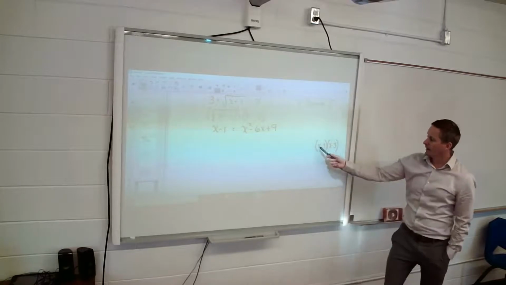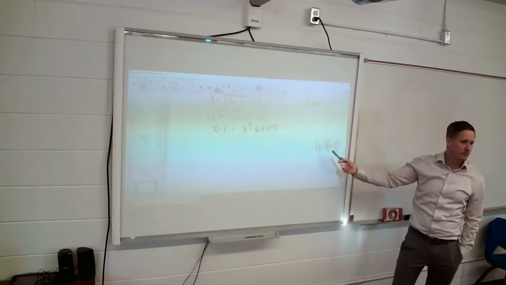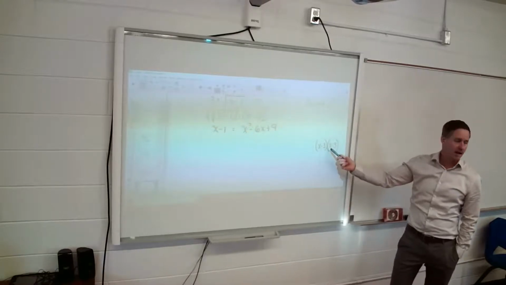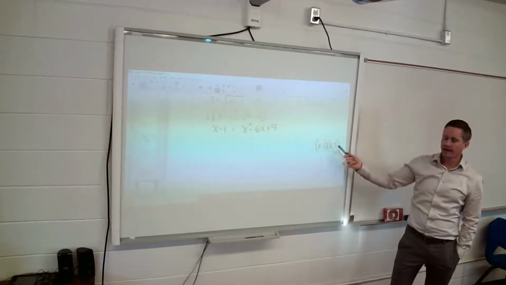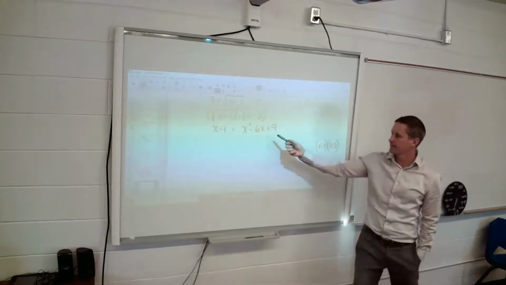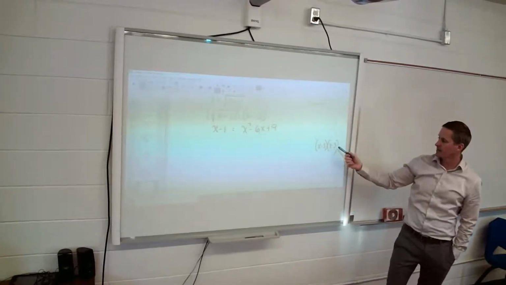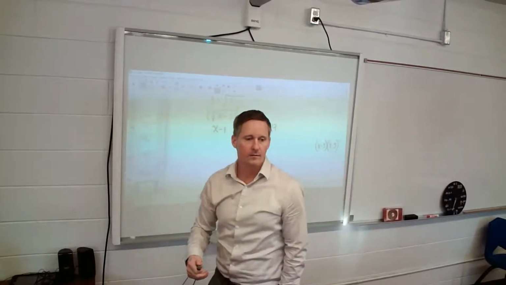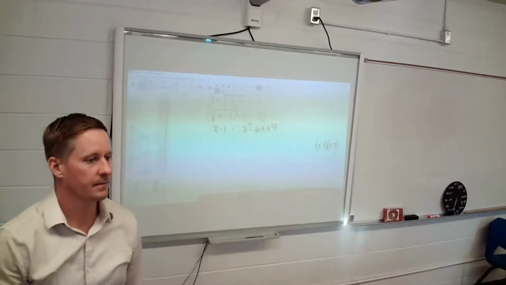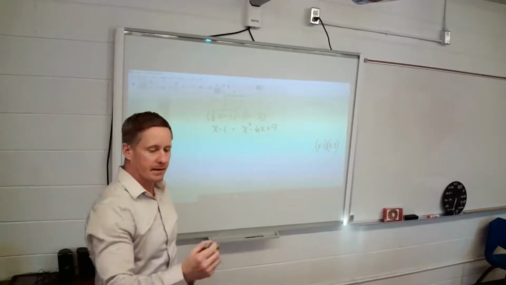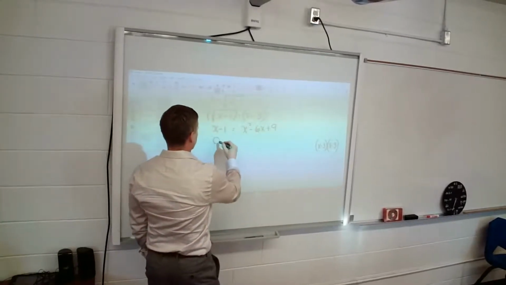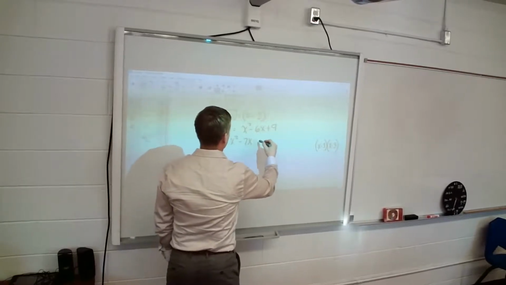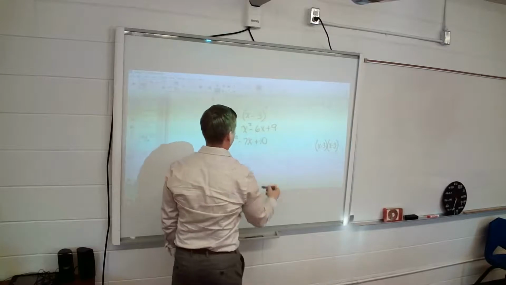So when I FOIL it, x times x is x squared. X times negative 3, negative 3 times x. So when I add negative 3x and negative 3x, I get negative 6x. Negative 3 times negative 3 is 9. All right. This is grade 11 work. What would you do here to solve this? Get it equal to 0. Very good. So 0 equals x squared minus 7x plus 10.